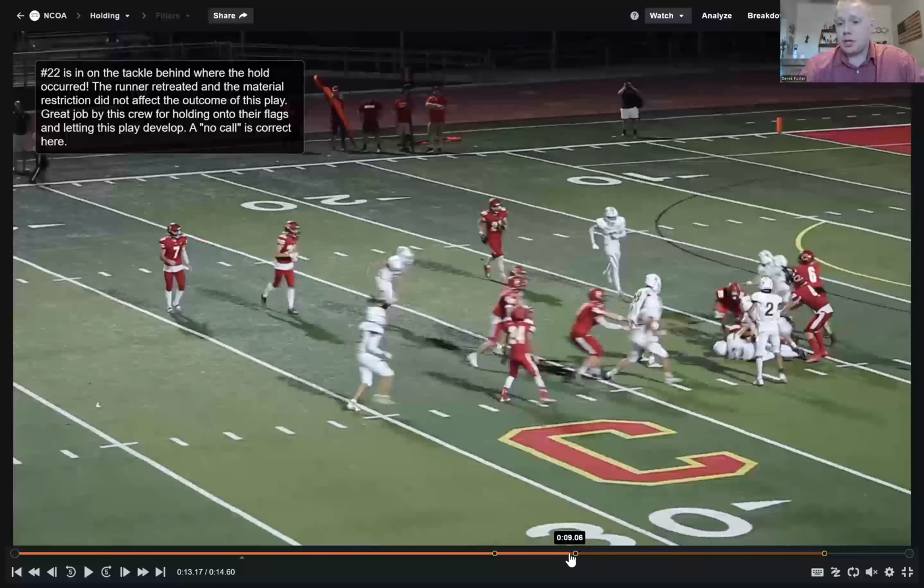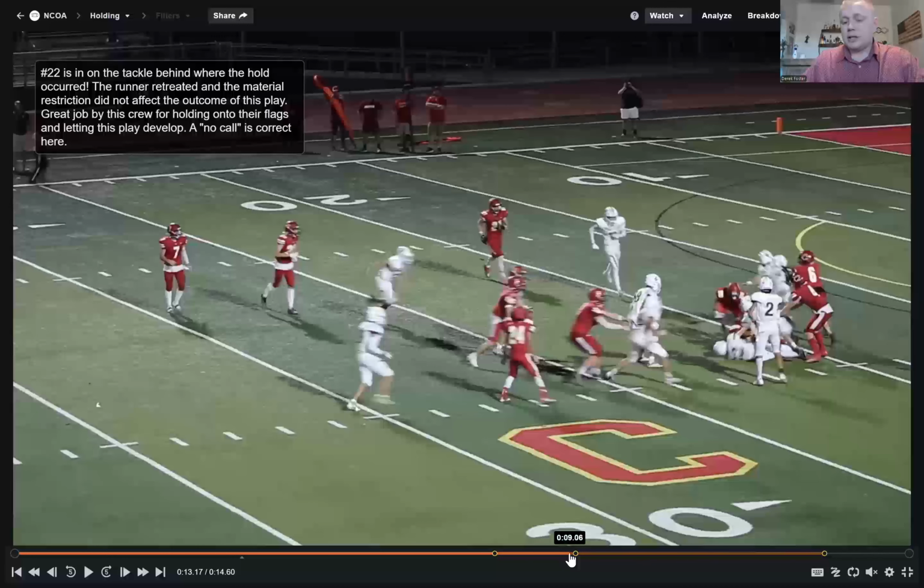We had the material restriction, we had the point of attack, but since that ball carrier ends up retreating and then getting tackled way farther back than he would have been anyway, had that player not been fouled, there's no advantage gained. There's no effect on the play. This is a good one to let go.